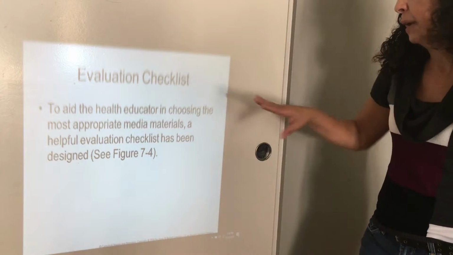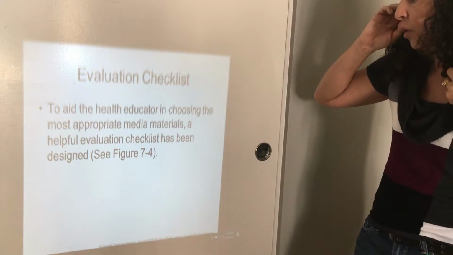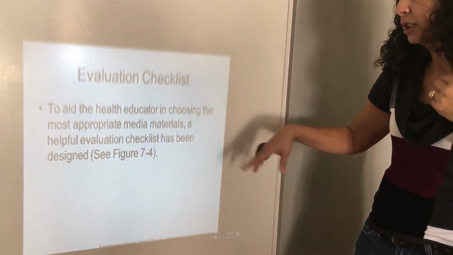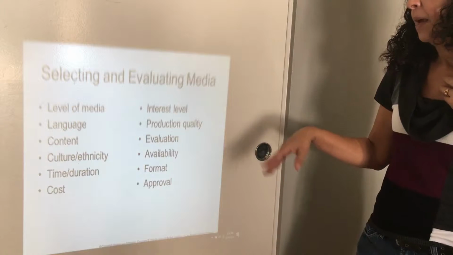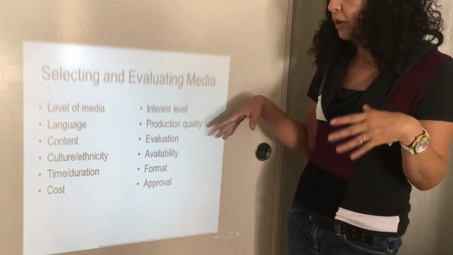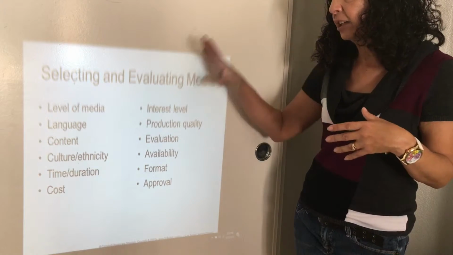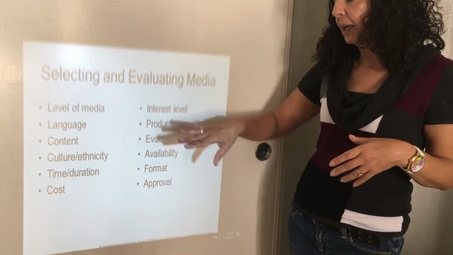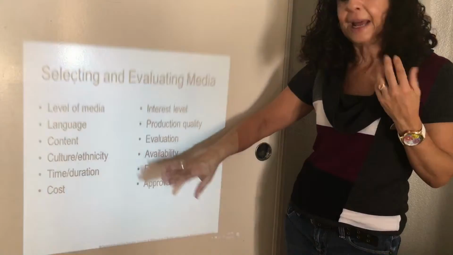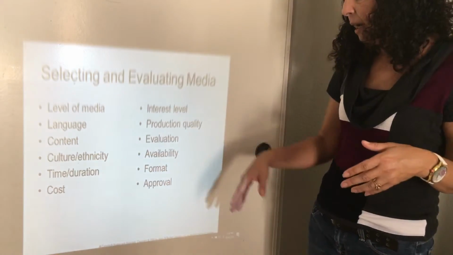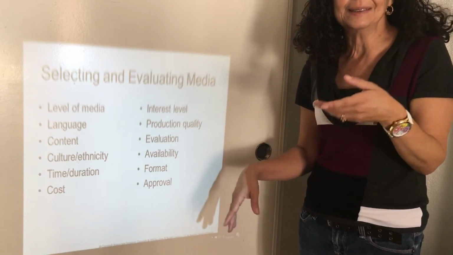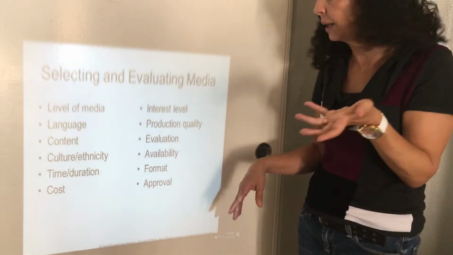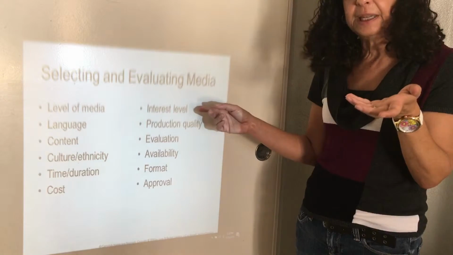So anyway, look at chapter 7.4 in your book, and that is where you can find your evaluation checklist. But just to give you a preview of what's on that checklist, here's what's there. You want to look at the level of media, the language, the content. Is it culturally appropriate? How long is it? How much does it cost? Really, cost is a big deal. Sometimes these materials can be very expensive, and then they become dated quickly. So make sure it's going to be interesting.